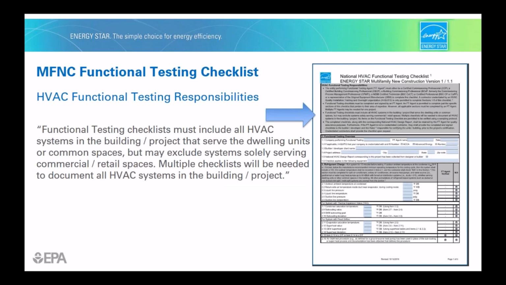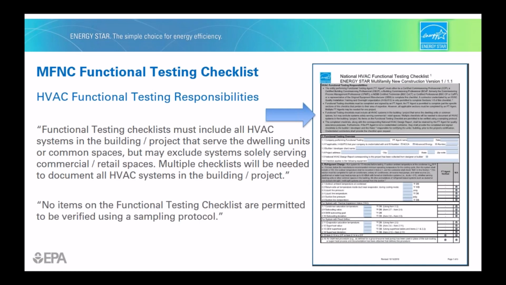The third bullet in this section clarifies which systems are within the scope of the functional testing agent. In mixed-use buildings, these checklist items are not required for systems that only serve commercial spaces. If there is a central system that serves the whole building, including retail, it is subject to the checklist requirements. This bullet also explicitly states that sampling is not permitted, and each system is subject to the checklist requirements.